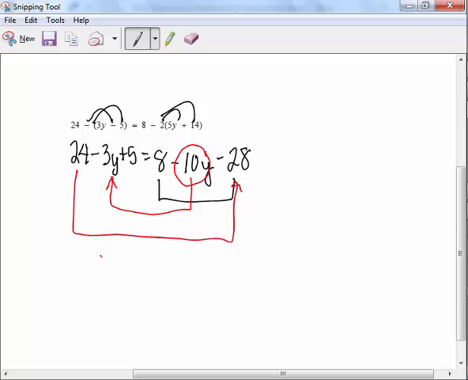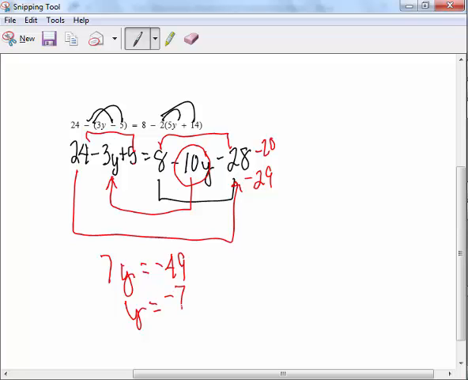10 minus 3 is 7y. 24 and 5 is 29. Subtract 29 on this side. So we have these two right here combined to negative 20. Minus 29 more is negative 49. So y is negative 7.